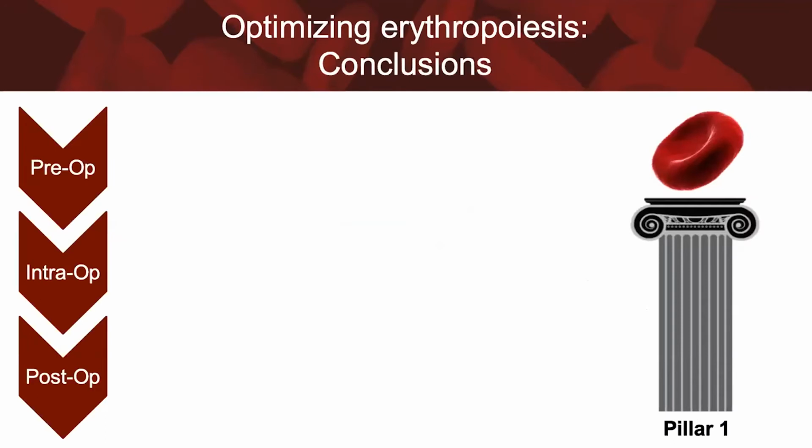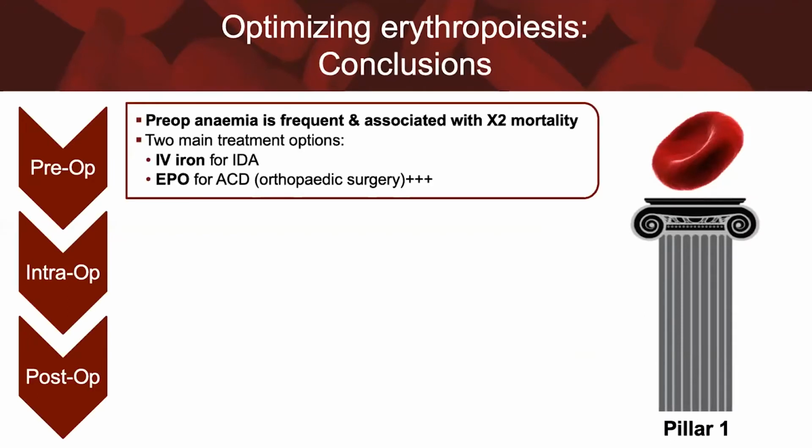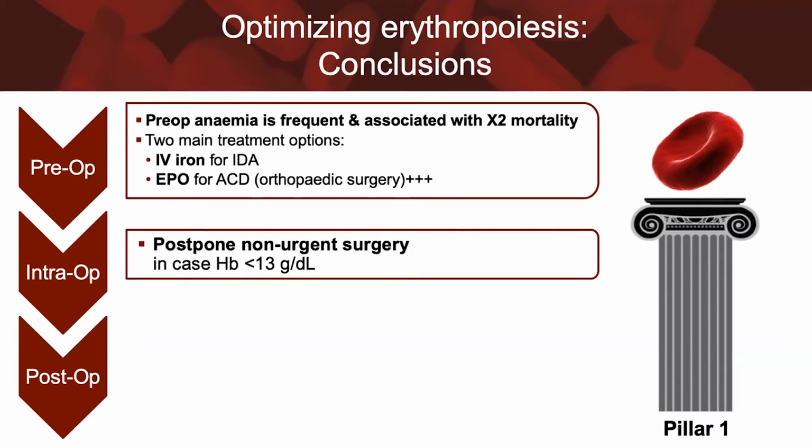So to conclude, in the preoperative period, it's very important to test patients for anemia and to treat them when hemoglobin is below 13 grams per deciliter in women and men. The two main treatment options are IV iron for iron deficiency anemia and erythropoiesis-stimulating agents for anemia of inflammation, or at least for orthopedic surgery.